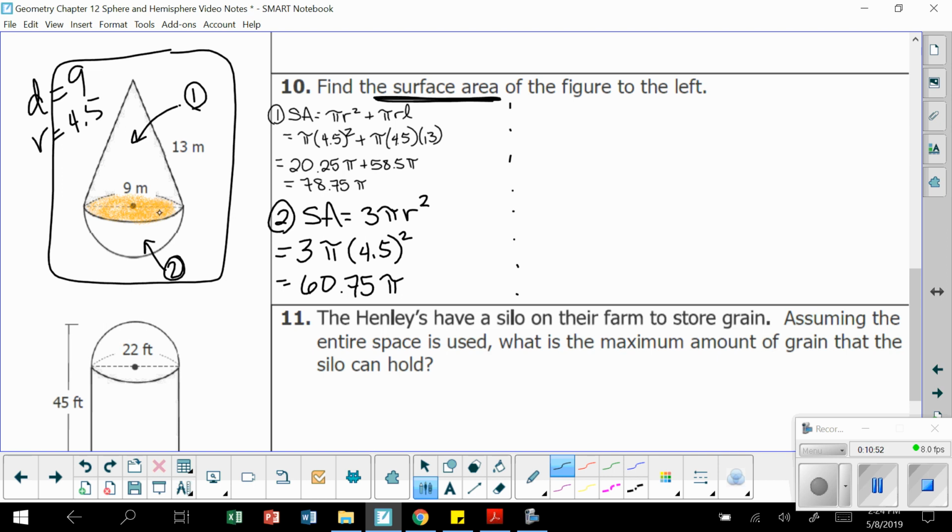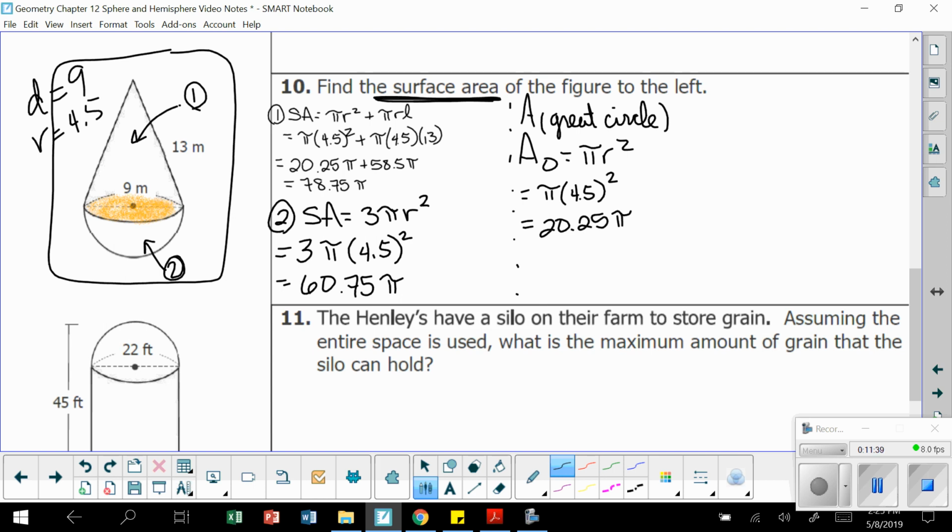Okay, what I shaded over here, you can see my cursor, is the great circle. The great circle is basically just a regular circle. So to find the area of the circle, it's going to be pi r. Hold on, let's back up. We need to find the area of the great circle, pi r squared. That is what we're going to have to subtract out. This we're going to have to subtract out.